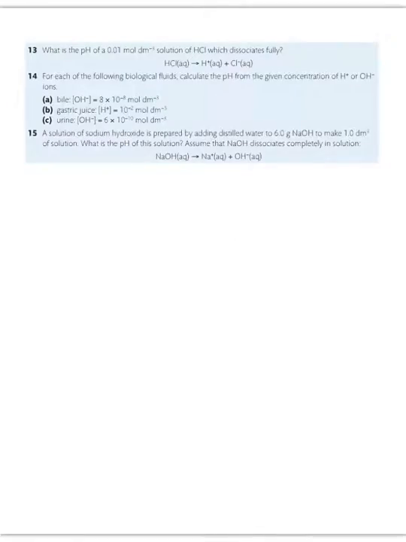Number 13, what is the pH of a 0.01 moles per liter solution of HCl which dissociates fully? So this is my concentration of H plus, and all the H is going to come off and just one H per molecule comes off. So for number 13, if I take the negative log of 0.01, I get a pH equal to 2.0.